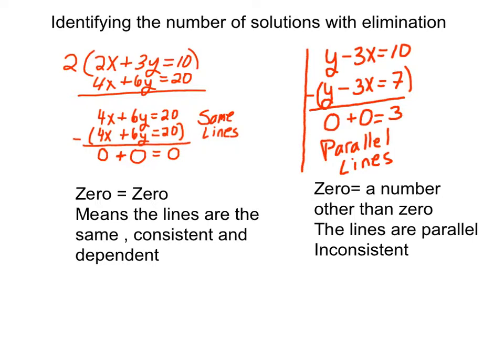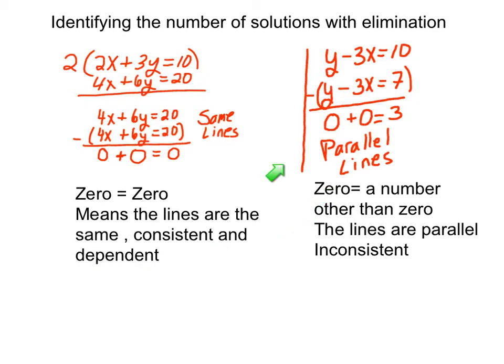In fact, when you take a look at the algebra that we're doing here, we'd have to multiply the top equation by 2 in order to eliminate one of the variables. Well, it turns out by doing that, we eliminate both variables, and we end up eliminating the 20 as well. So when we subtract, we get 0 plus 0 equals 0. In other words, 0 equals 0. So this means the lines are the same, and we consider that consistent and dependent. So anytime you end up with 0 equals 0, that's consistent and dependent.